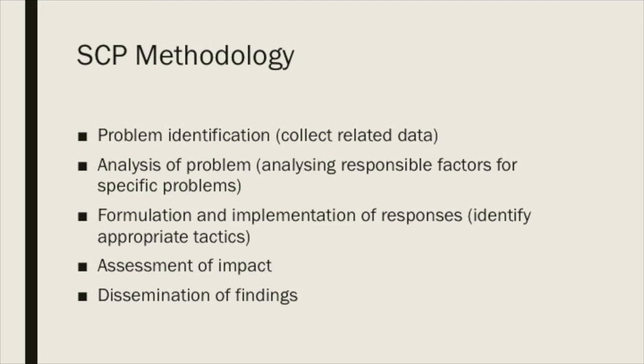Situational crime prevention methodology involves problem identification, analysis of the problem, the formulation and implementation of responses, impact assessment, and the dissemination of findings. That includes collecting relevant data, analyzing responsible factors for specific problems, and then figuring out which tactics to apply, evaluating the intervention, and then not just keeping that evaluation to yourself, but publishing those findings.